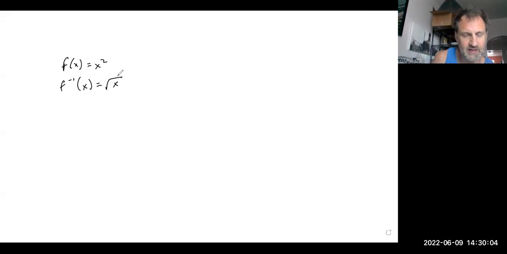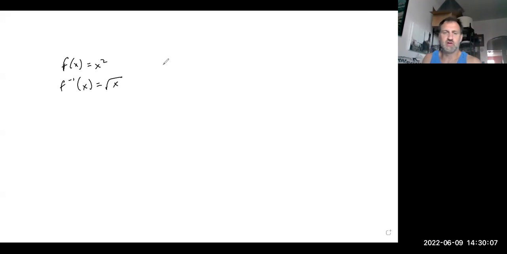Okay, I want to talk about inverse functions and trig inverses. Things can get a little tricky here. Let's start with an easy inverse function. f of x equals x squared. The inverse function would be the square root of x.